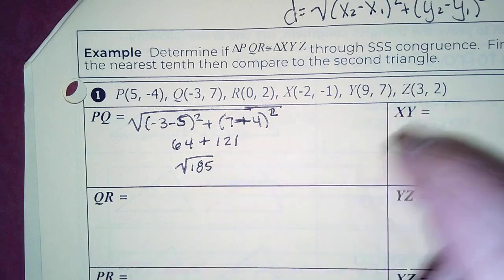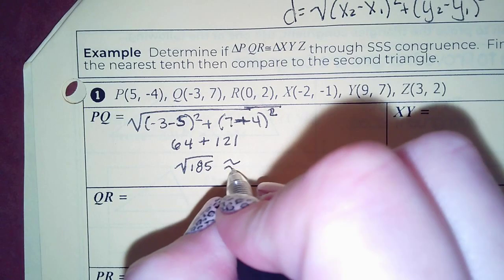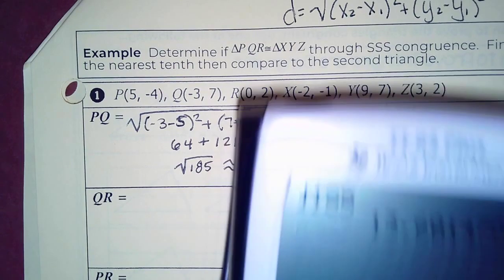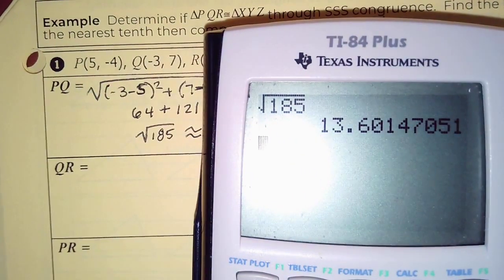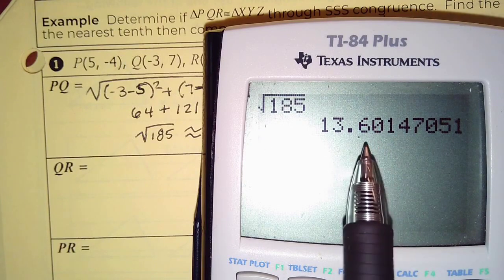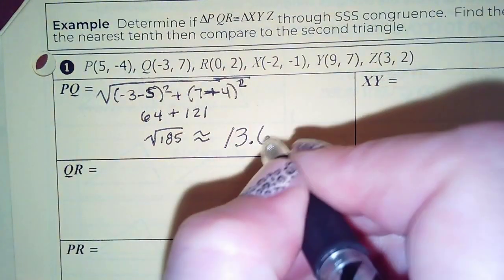185. And in the directions here it says round the number to the nearest tenth. So let's round that. Plug in square root of 185 into your calculator. 13.60, so the 6 is in the tenths place. The 0 behind it says stay the same. So this will be 13.6.